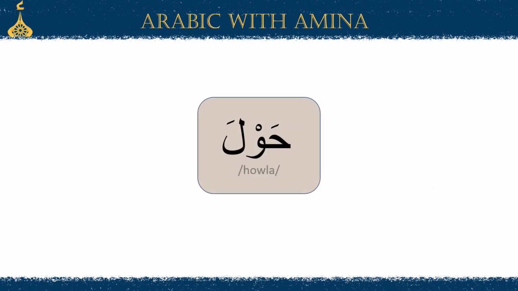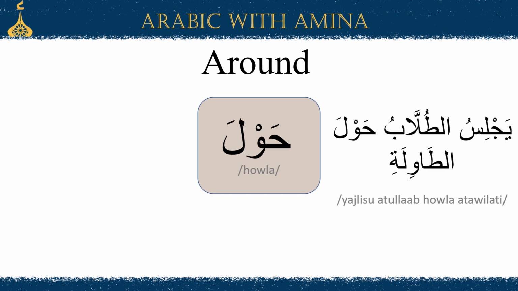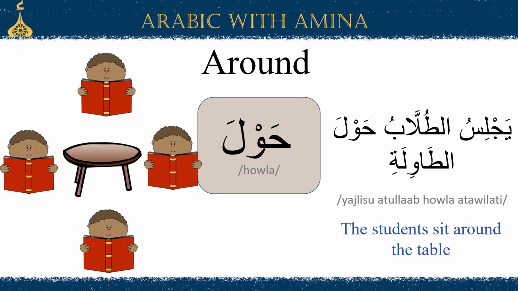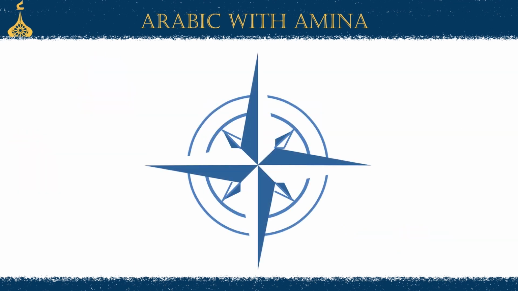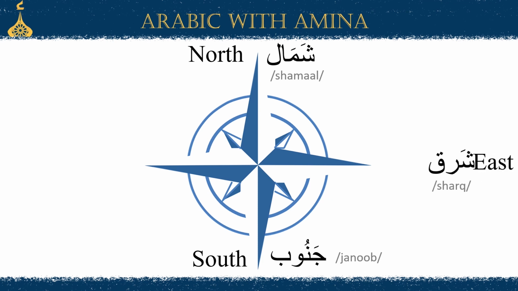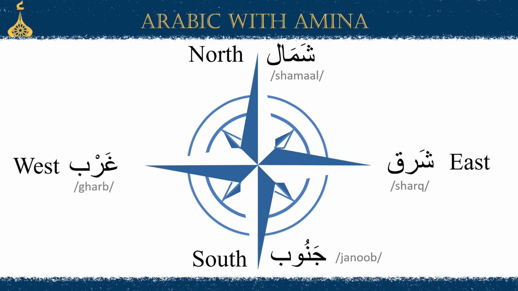حول means around. يجلس الطلاب حول الطاولة. The students sit around the table. Now for compass directions in Arabic, شمال means north. جنوب, south. شرق, which means east. And غرب, which is west.